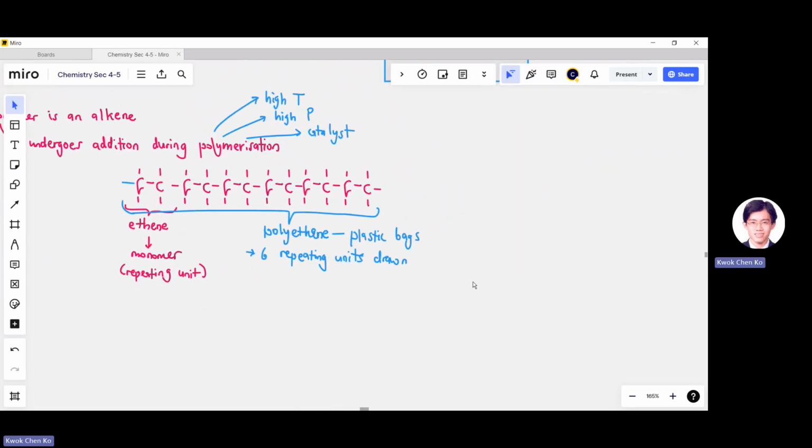Now, the other thing is, instead of writing or drawing this whole chain, I can write it as such. Okay, this one you better know too. Now, the monomer is this guy, 2 carbons. That's the monomer. So you have to show the monomer, and then you draw a square bracket or curve bracket, it doesn't matter. And then put 6 there. That is the representation of what I've drawn.